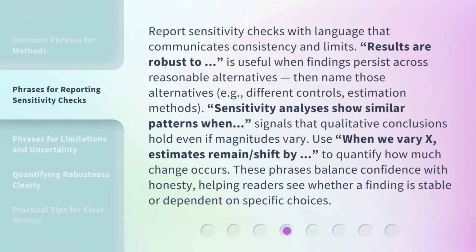Report sensitivity checks with language that communicates consistency and limits. "Results are robust to" is useful when findings persist across reasonable alternatives. Then name those alternatives, e.g., different controls, estimation methods. "Sensitivity analyses show similar patterns" signals that qualitative conclusions hold, even if magnitudes vary. Use "When we vary X, estimates remain/shift by T" to quantify how much change occurs. These phrases balance confidence with honesty, helping readers see whether a finding is stable or dependent on specific choices.